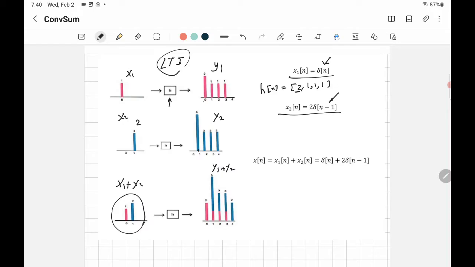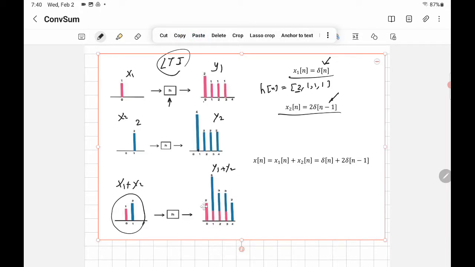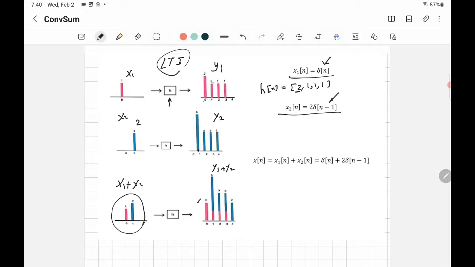All right, so let's add both responses. At 0 you have nothing, and 2, so we'll have 2. At n equals 1 you got 1 and 4; 4 and 1 become 5. At 2 you have 1 and 2, so you have 3, and so on. You just add, so you can use superposition. So when x equals x1 plus x2, y of n will be equal to y1 plus y2.